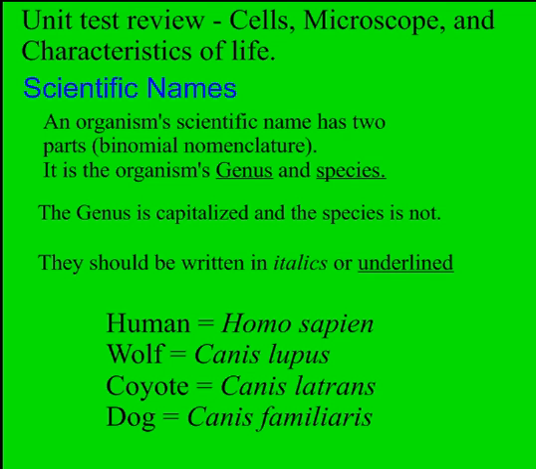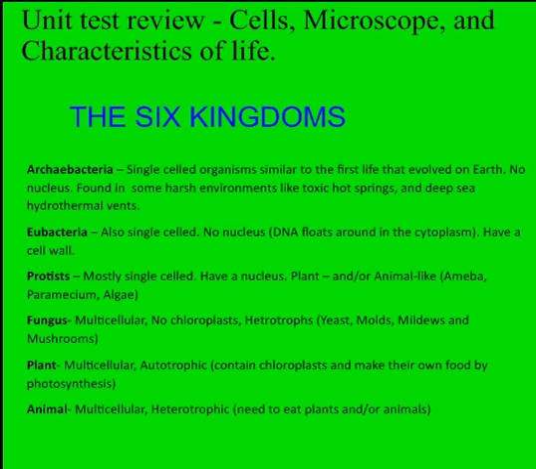Wolf, coyote, and dog all belong to the genus Canis because they're all canines. They're dog-like, but each is a different species, so they have a different species name. The wolf is Canis lupus, coyote Canis latrans, and the dog Canis familiaris. You should know some of the basic characteristics of the six kingdoms.